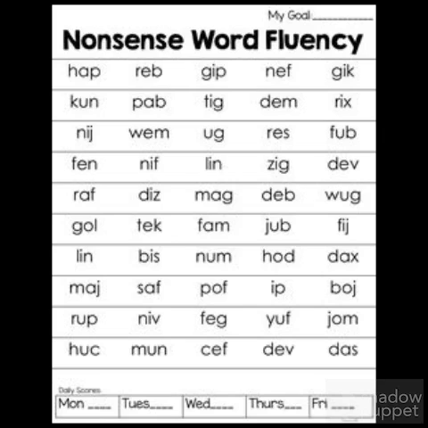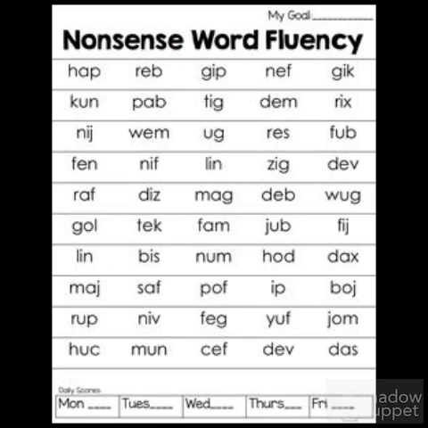Let's try the next one. If I read this word, reb, that's another 3 correct letter sound points. Have your student continue doing this until the minute is up. Count how many correct letter sounds they got.